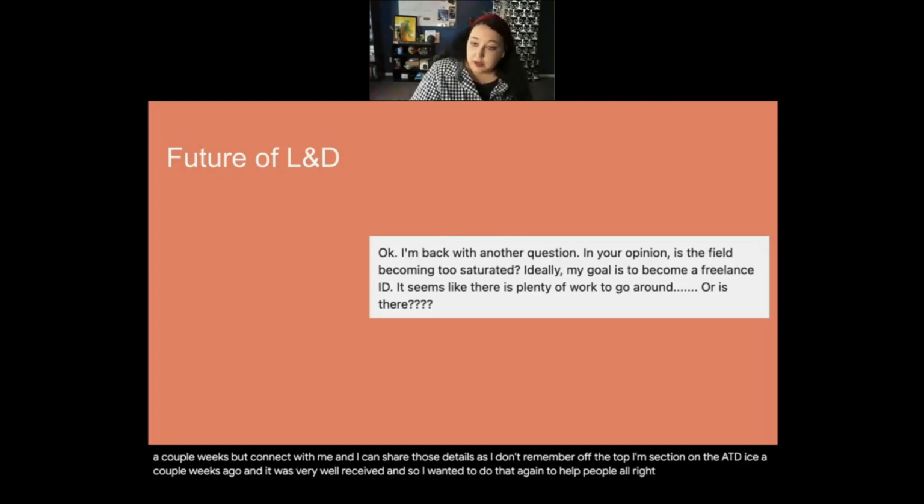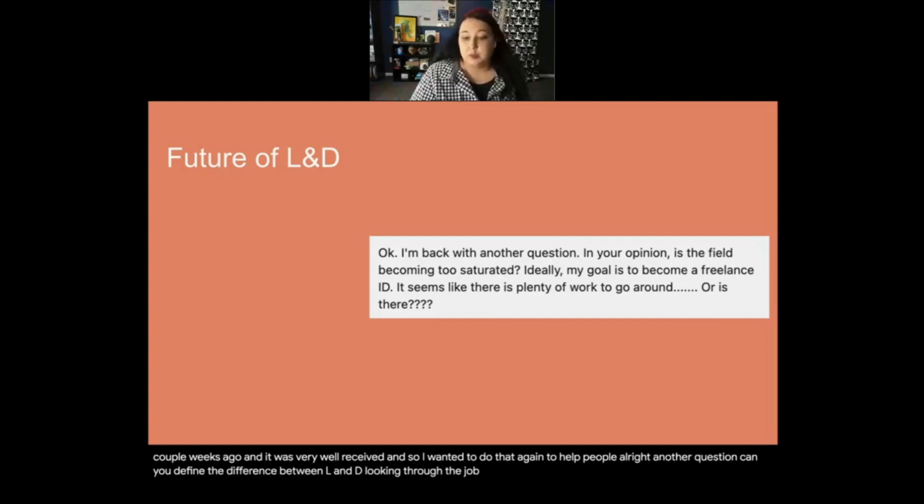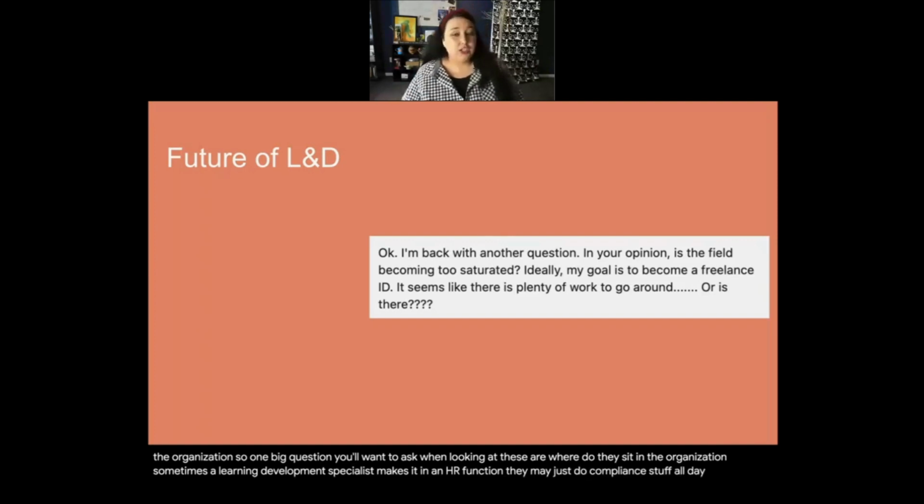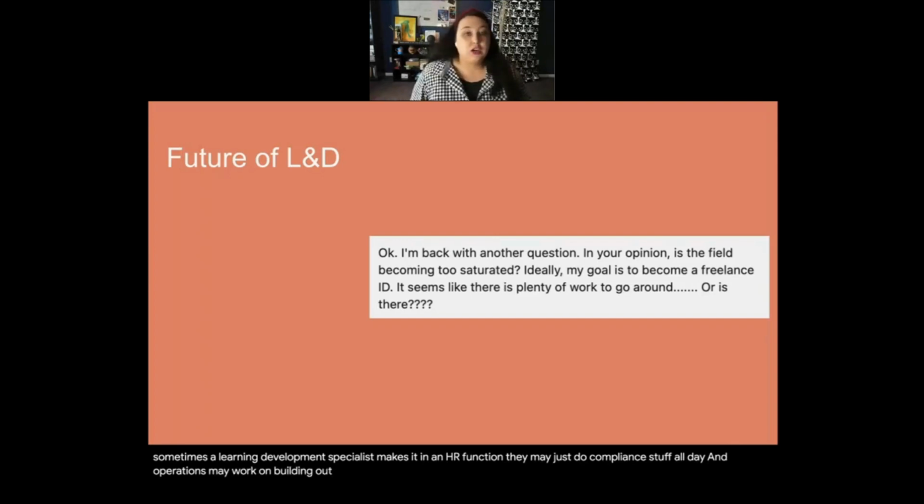All right. Another question. Can you define the difference between L&D, looking through the job postings, L&D specialist, instructional designer, learning experience designer? I wish I could. It's very highly dependent on how the organization defines it and the taxonomies of the organization. So one big question you'll want to ask when looking at these is, where do they sit in the organization? Sometimes a learning development specialist may sit in an HR function. They may just do compliance stuff all day. Whereas a learning development specialist in operations may work on building out onboarding or training for the front line. It just totally depends. And I wish that there was more uniformity around that.